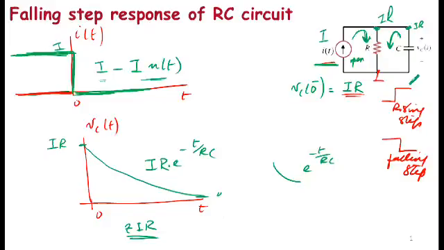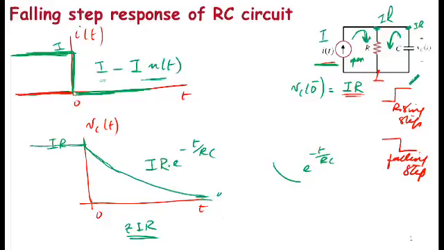Just to be completely clear, you can plot the voltage across the capacitor like this. It is going to be at IR for a long period of time before 0. Then at 0, the negative step is going to hit, going from I to 0. That will cause the capacitor to start decaying all the way down to 0. So this is a falling step response of the RC circuit.